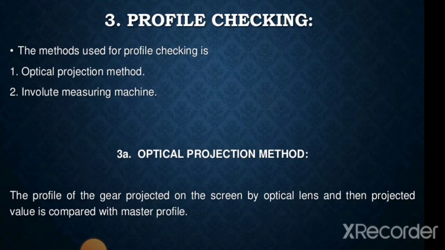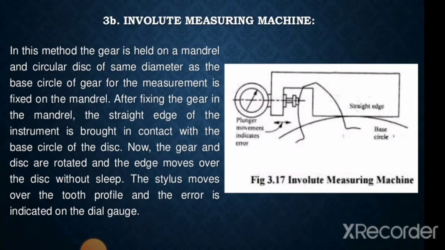Next one is the involute measuring machine. The main principle of the involute measuring machine is that if a straight edge is rolled across a base circle without slipping, the stylus of a dial gauge attached to the straight edge would trace a true involute. In this method the gear is held on a mandrel and a circular disc of the same diameter. In the figure we can see the base circle of the gear. We can see that the gear is held between the mandrel and circular disc.